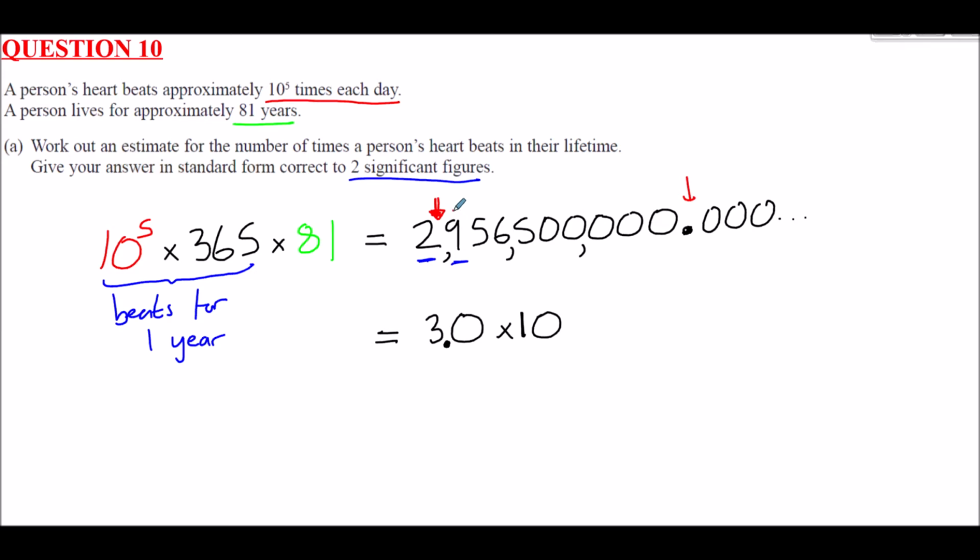So we've got 1, 2, 3, 4, 5, 6, 7, 8, 9 digits in between. Therefore, we've got 3.0 times 10 to the 9. And that's our final answer. However, if you're wondering, is there an easy way my calculator can do this? Well, yes, there actually is.